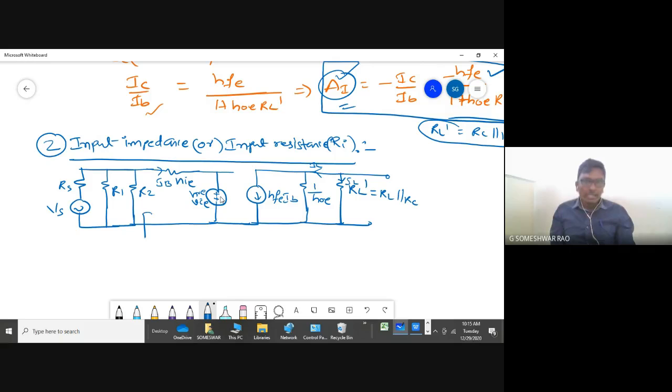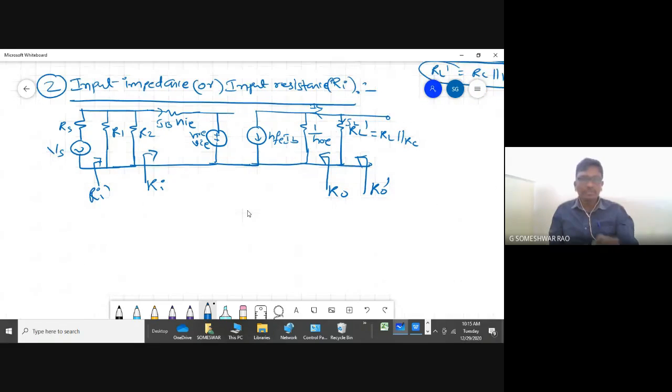Now, where is the Ri? Ri is nothing but something like this. Where is R naught? R naught is this one. R naught dash is this one. And Ri dash is this one. Now tell me, what is the input resistance? Can you tell me the expression for a resistance?